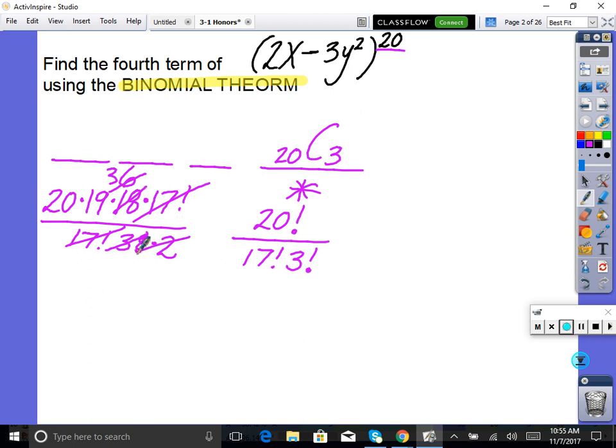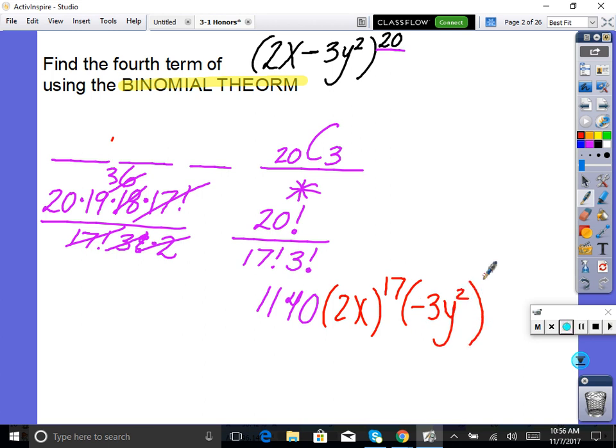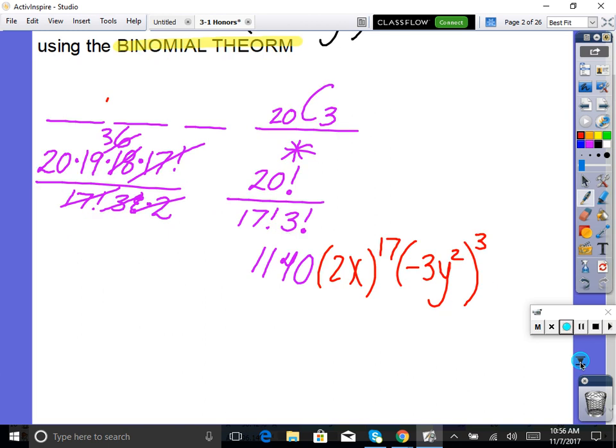So now you would calculate it. 20 times 19 times 3. 1140. And now we could continue. So we know that this is 2x to the 20, 2x to the 19, 2x to the 18. So then we're going to have a 2x to the 17. Now let's start back here. Negative 3y to the 0, negative 3y to the 1, negative 3y to the 2, negative 3y raised to the third. Wasn't that where I was at? 0, 1, 2, 3.